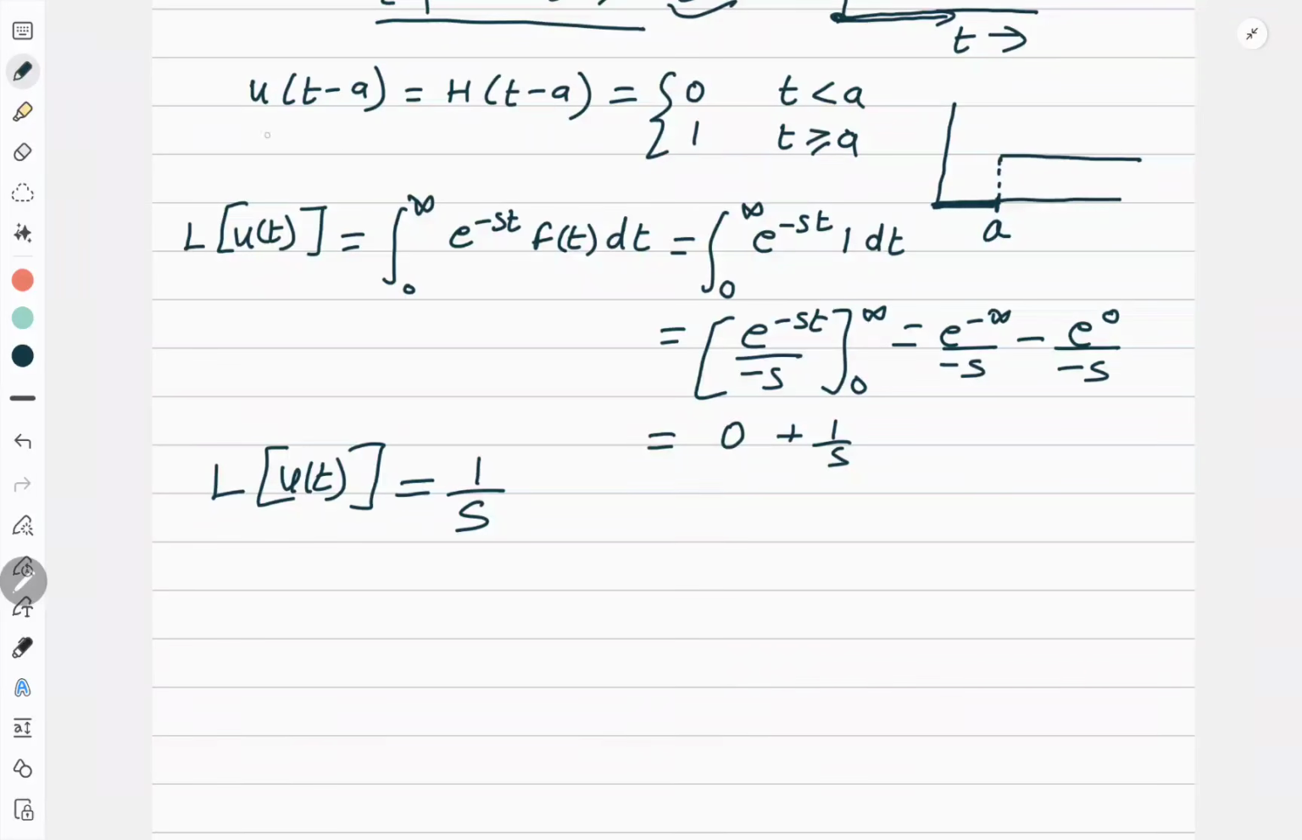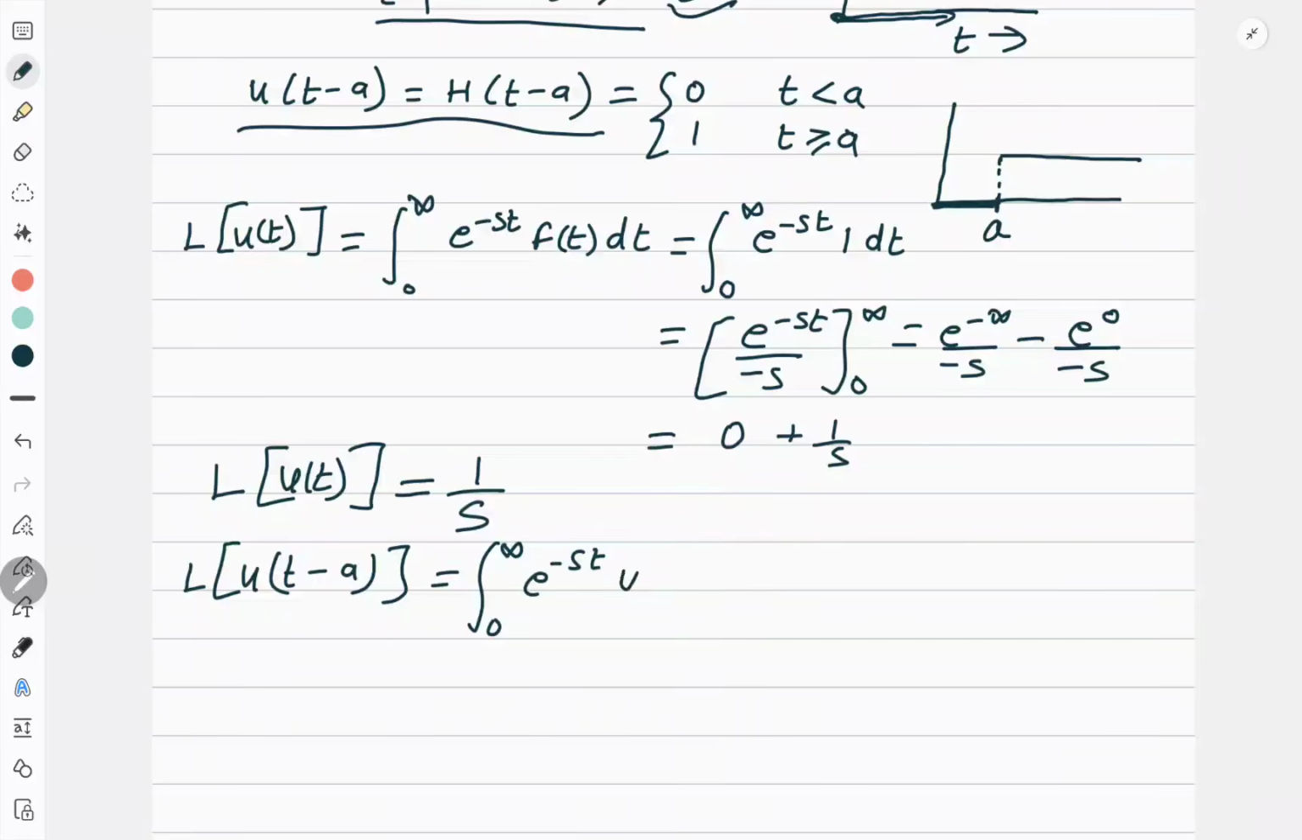Let us try to find the Laplace transform for this function. When I am talking about the Laplace transform of u(t minus a) or h(t minus a), by definition it is the integral from 0 to infinity of e to the power minus st u(t minus a) dt. Correct? Now here I will split the integral into two parts because now it is about a. So the integral can be split from 0 to a and a to infinity.